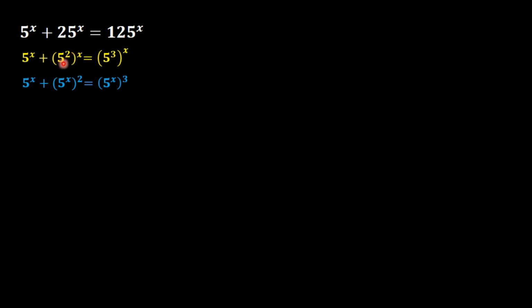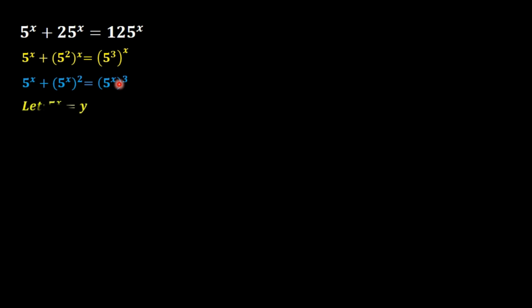So, we can write 5 squared to the power x as 5 to the power x, all to the power 2, and the power 3 can be interchanged with this x place. As a result, we should get 5 to the power x, all to the power 3.